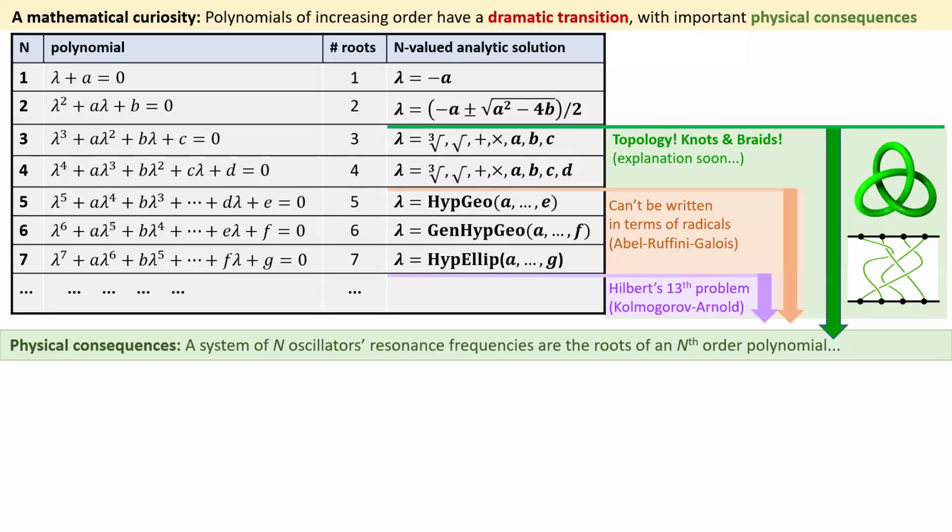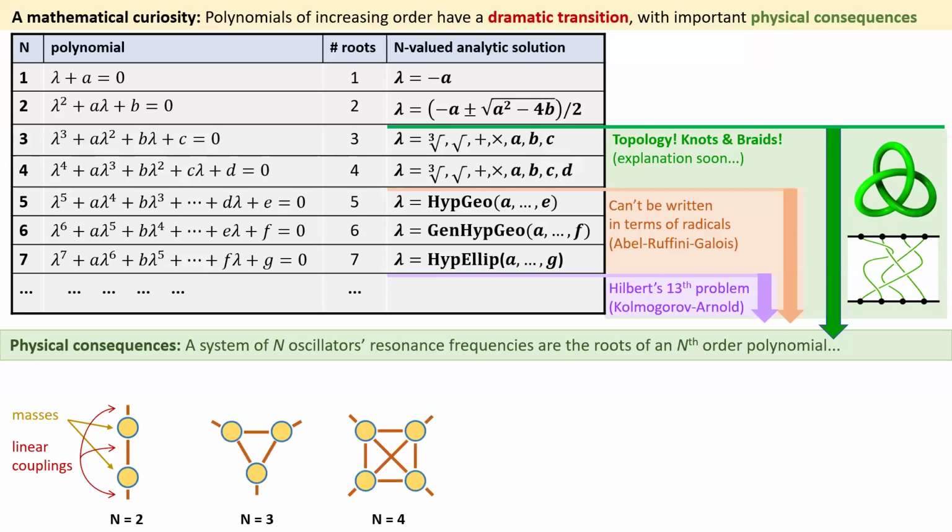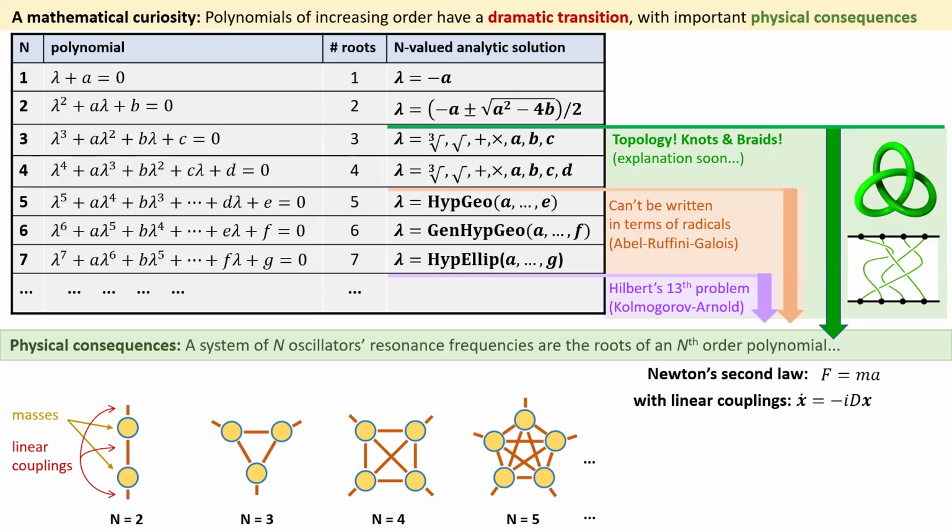So the physical consequences, as I alluded before, is that if you're doing just F equals ma, classical mechanics, and you have a system of n coupled oscillators, and you want to find their resonance frequencies, those resonance frequencies are exactly the roots of an nth order polynomial. What I mean by that is if you have some masses and linear couplings, they could involve linear coupling to displacement, linear coupling to momentum, and you have 3 of them, or 4 of them, or 5 of them, and you write down F equals ma, it's not hard to turn this into an equation that looks like this, where x is a complex n vector. The real part encodes the positions, and the imaginary part encodes the momenta.